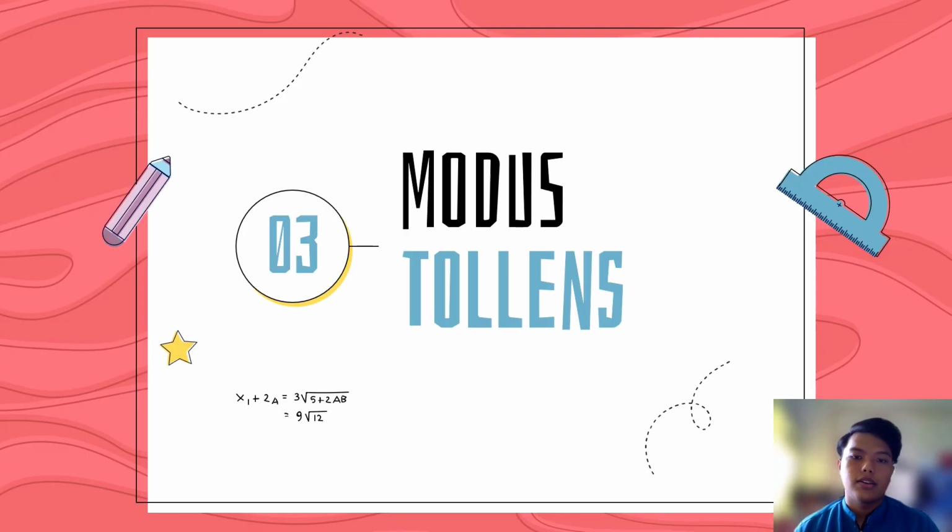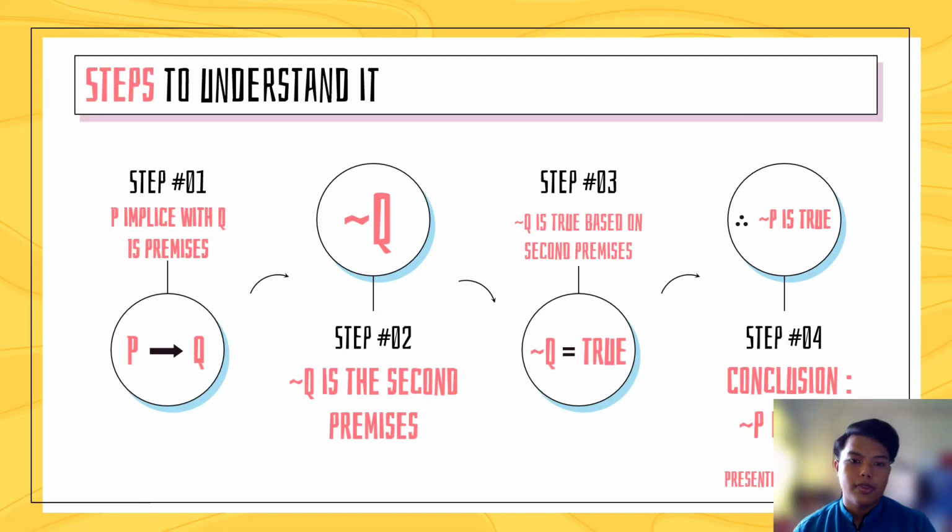For the next one, I will present to you about modus tollens. For the first step, we see the first premise, which is P implies Q, but this time our second premise is the negation of Q. For the third step, we know that negation Q is a true statement. So for our conclusion, step 4, negation P is true, because we know that negation Q is true, so that means P must be negated to be a true statement.